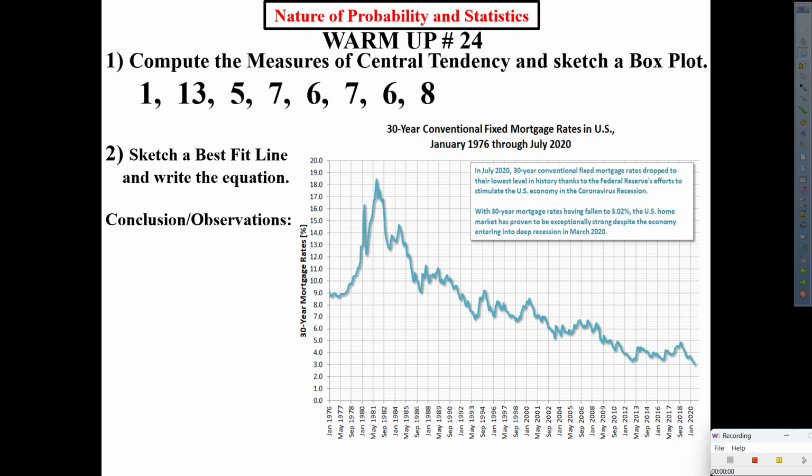Welcome back to another exciting day of mathematics. Whoop, whoop. Warm up 24 is on the screen. Let's get started, please.